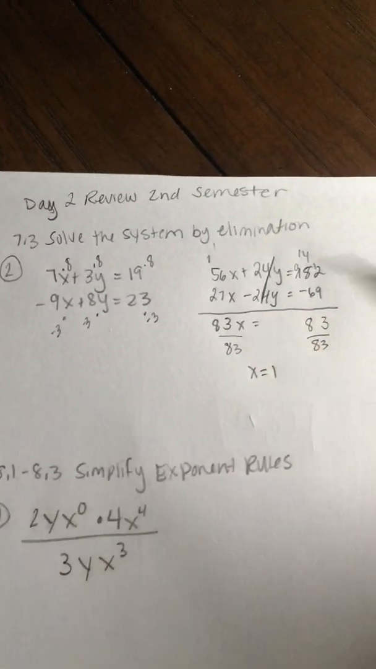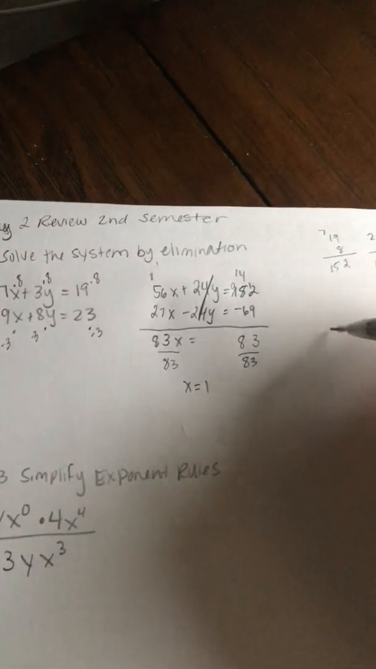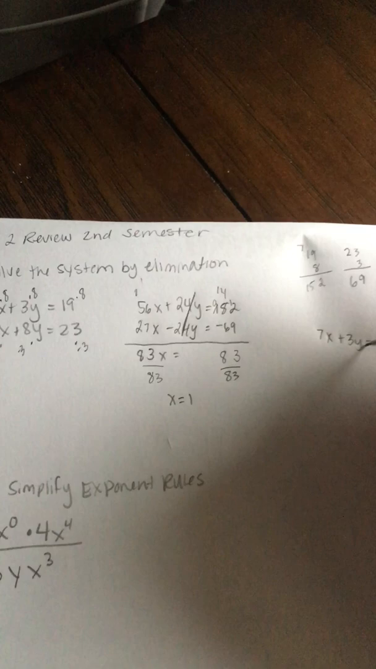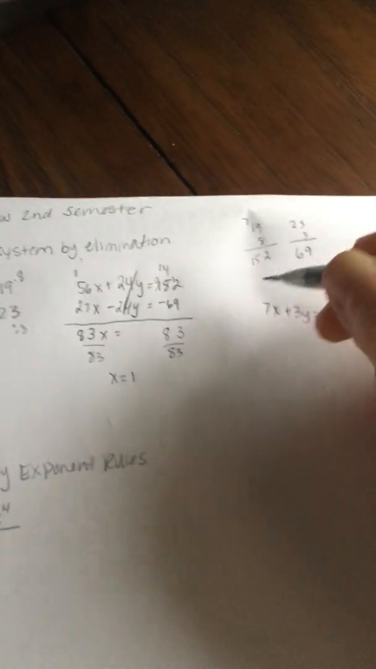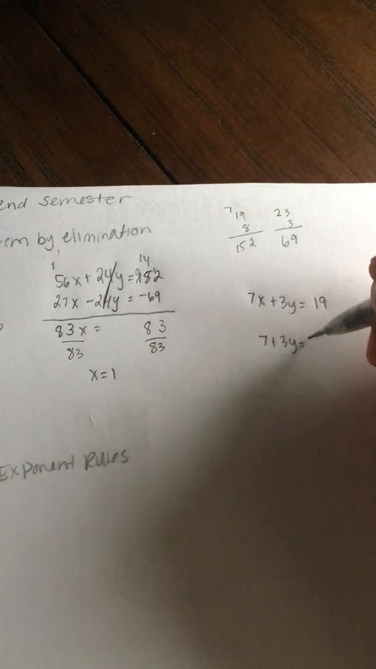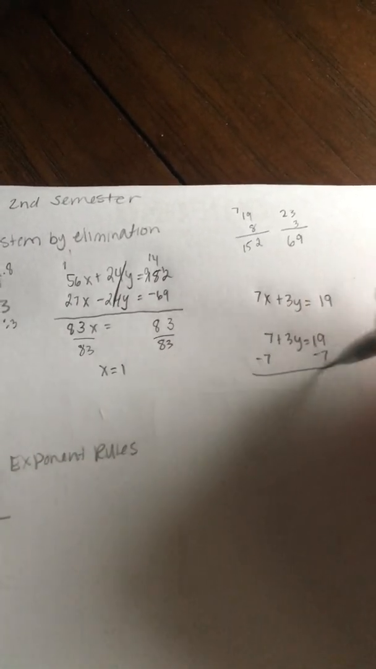You can pick either of the equations, sub in to find y. So I'm going to pull that first equation, which says 7x plus 3y equals 19. And I'm going to sub in a 1 for x. So I get 7 plus 3y equals 19. Subtract over the 7.